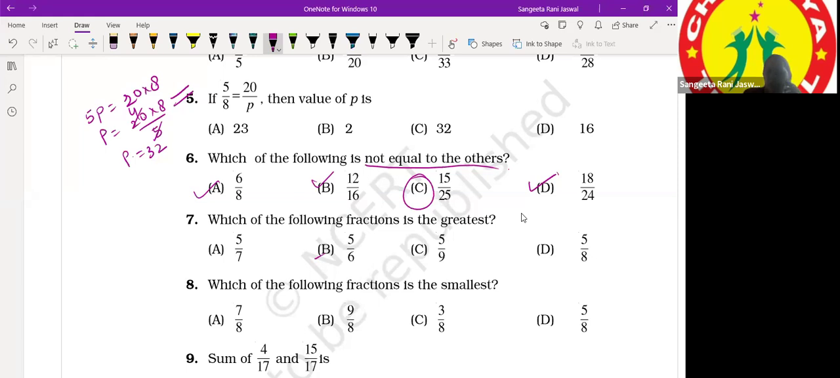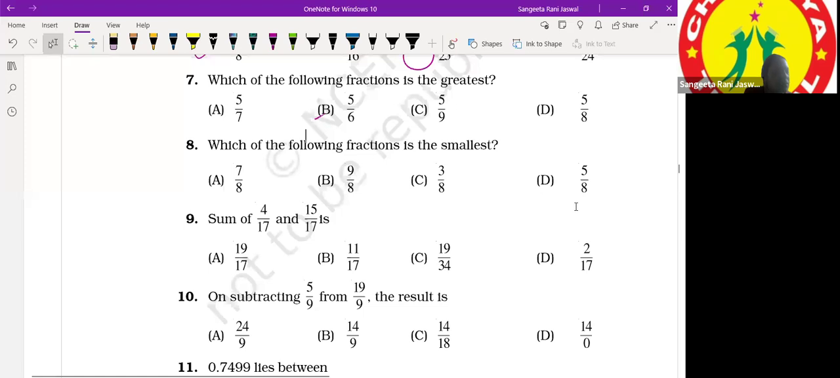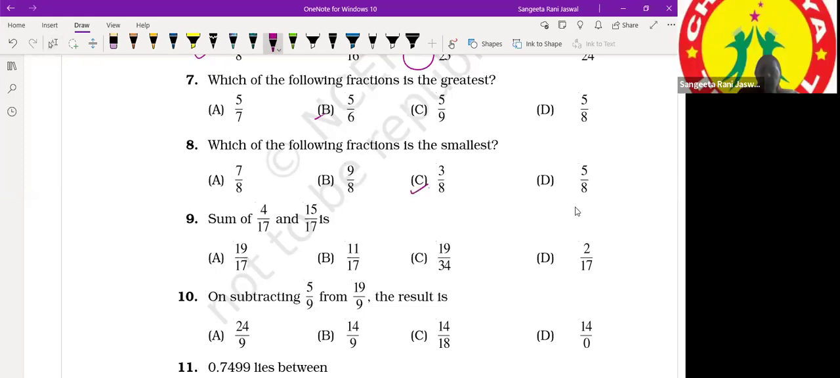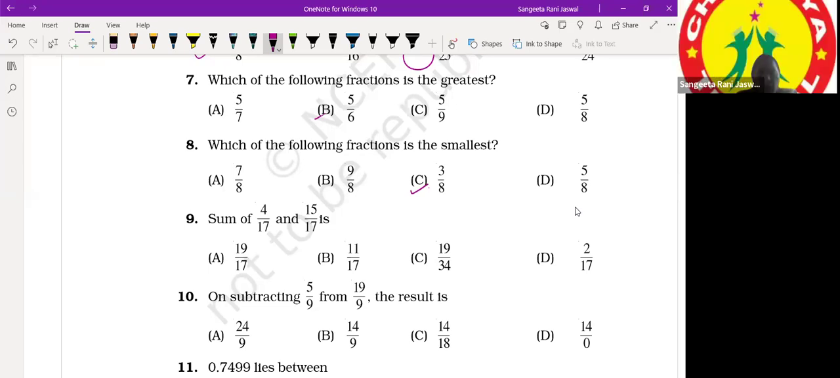Which of the following fractions is the smallest? Okay, tell me this, the smallest fraction. Now here you can see all the denominators are the same, so you will compare only the numerators. Which one? C, ma'am, 3 by 8. Why are Neha and Adya not answering? Ma'am, it's C. We are coming to the ninth one, beta. So when all the denominators are the same, we compare only the numerators.